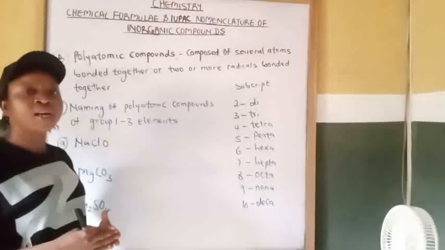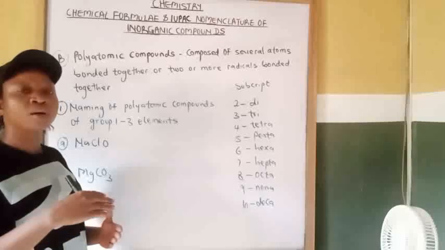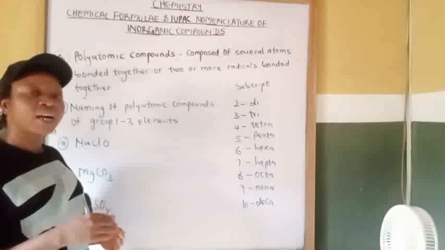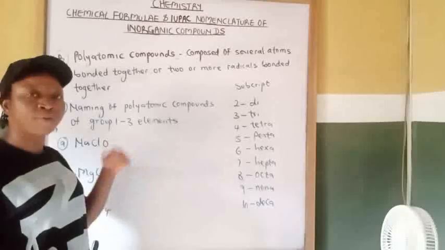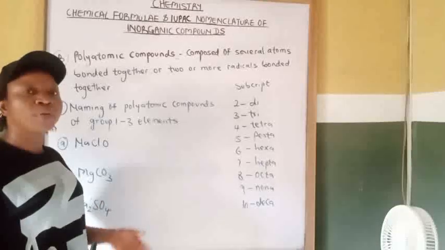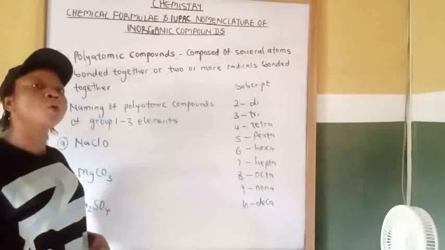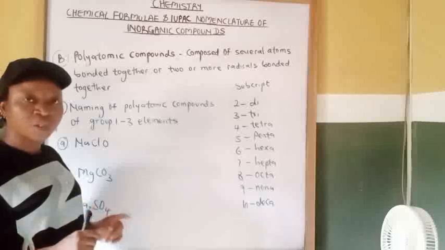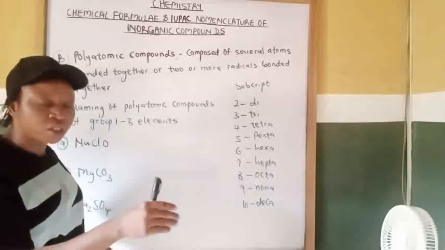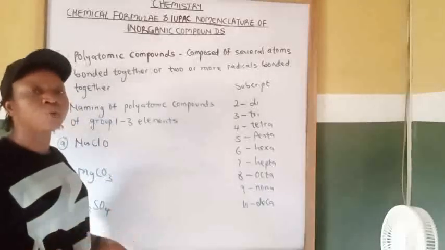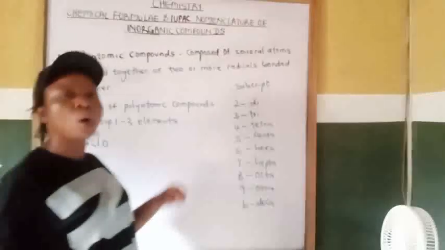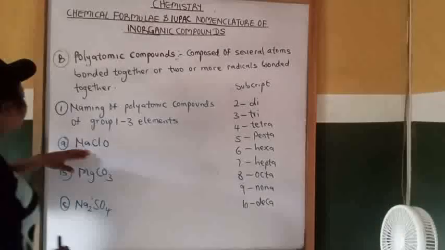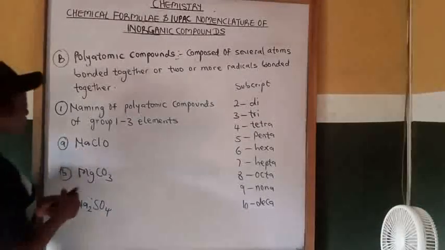So when you are naming a polyatomic compound containing a metallic atom, that metallic atom will be named first, while the middle atom will be named last. The metallic atom will be named first, followed by oxygen, then followed by the middle atom. So the atom at the middle will be named with the oxidation number of that atom. So let's start with this example 1.